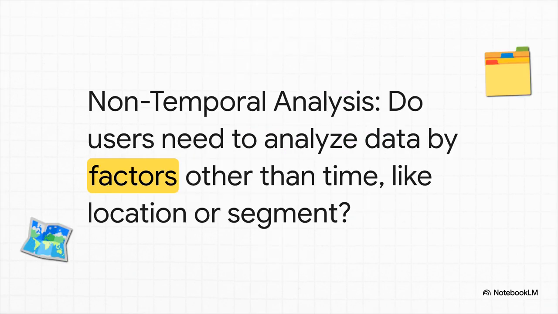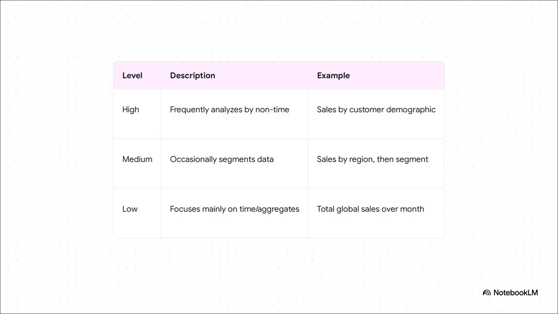All right, that brings us to our fourth and final dimension, non-temporal analysis. So if temporal was all about analyzing by time, this covers all the other ways users need to slice and dice data by factors other than time. This dimension is all about revealing that need to segment, to slice and dice. A user with a high need here wants to break down their sales numbers by every possible factor that matters to the business. Demographics, product category, region, you name it.